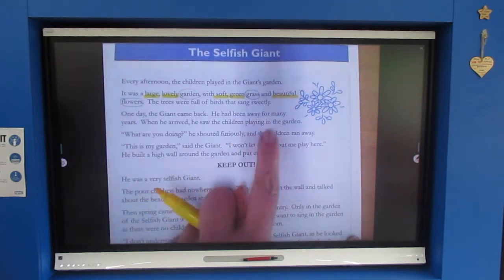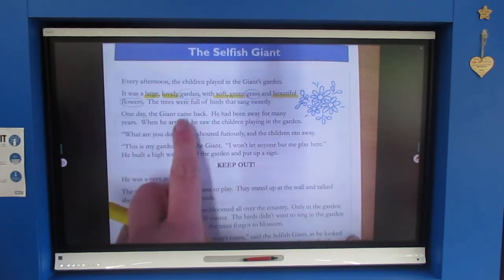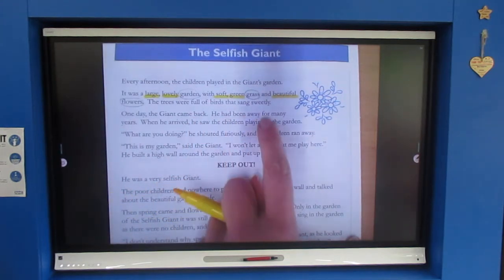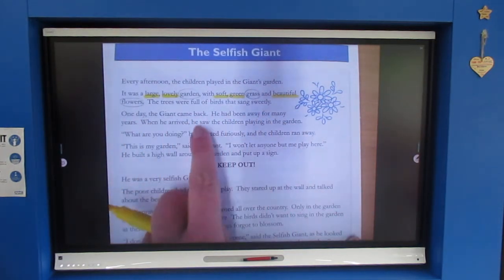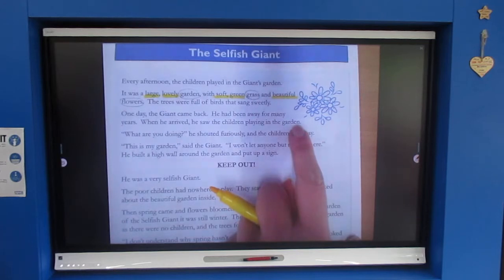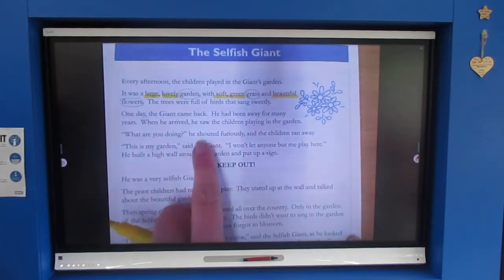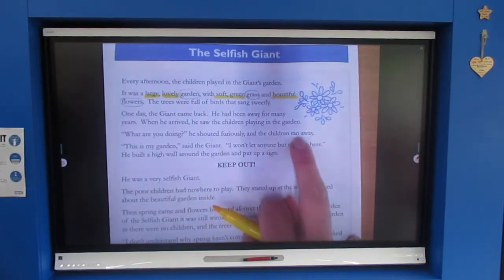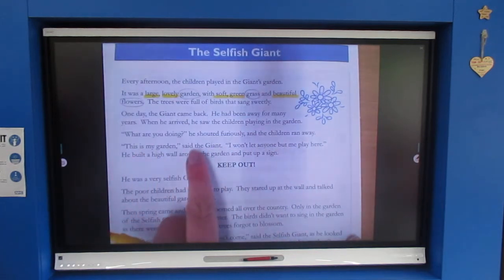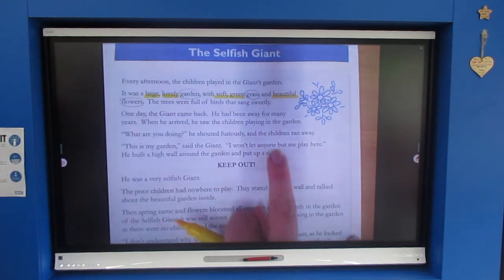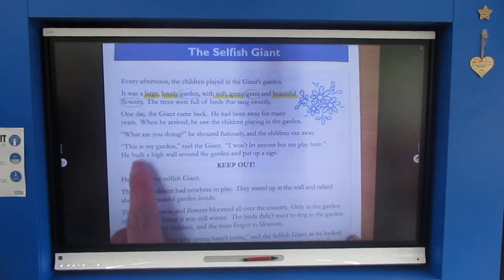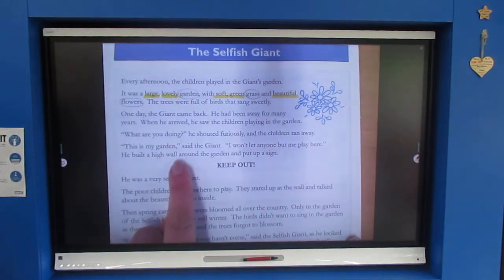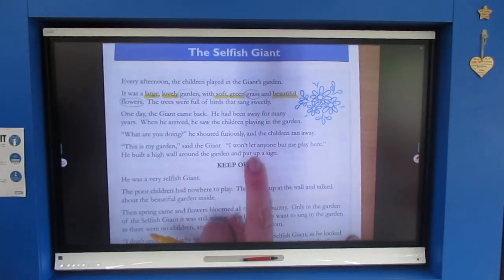One day the giant came back. He had been away for many years. When he arrived, he saw the children playing in the garden. "What are you doing?" he shouted furiously, and the children ran away. "This is my garden," said the giant. "I won't let anyone but me play here." He built a high wall around the garden and put up a sign.